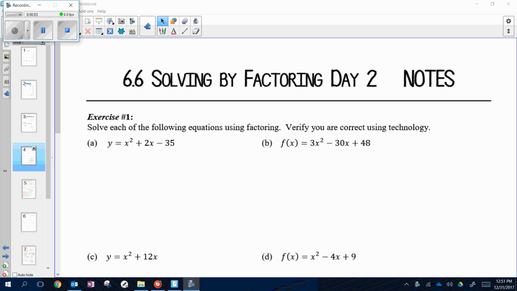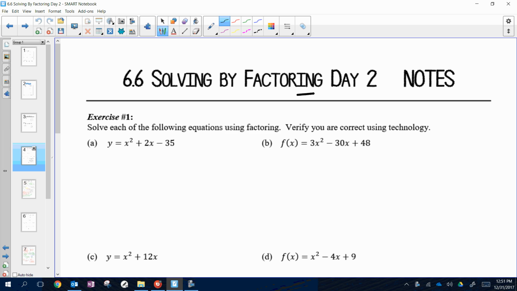Hi everyone, you're watching video note 6.6, solving by factoring, day 2, which means we're going to do more of what we did last time. Second day of it, so you're going to see some quirky things happen and also get very good at it.